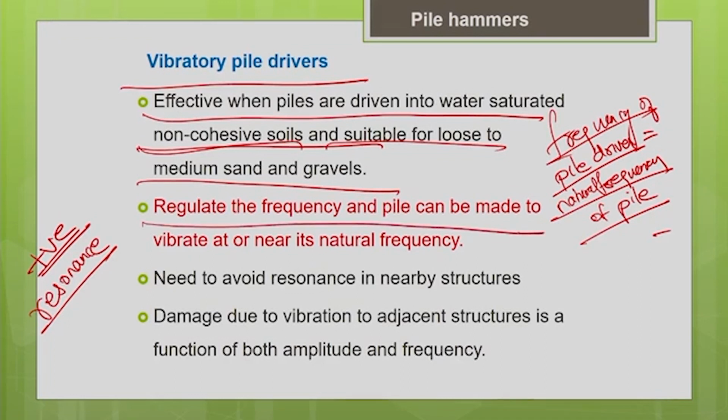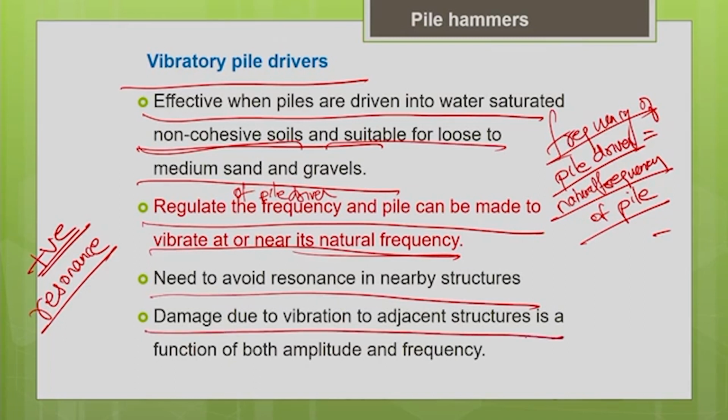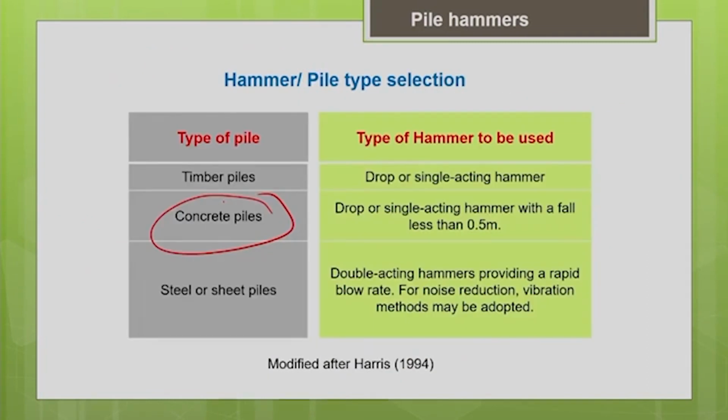You regulate the frequency of the pile driver, and the pile can be made to vibrate at or near its natural frequency. So this will result in a positive impact of resonance, which will make your pile driving operation easier. Another important thing is you need to avoid resonance in the nearby structures. Make sure that the frequency of the structure does not coincide with your pile driving. The damage due to vibration in adjacent structures will be a function of both amplitude and frequency. So make sure it does not match the frequency of the structure, to avoid the negative effect of resonance.